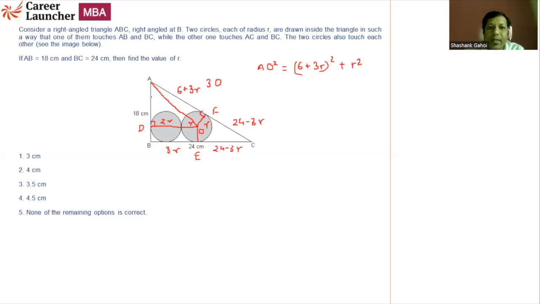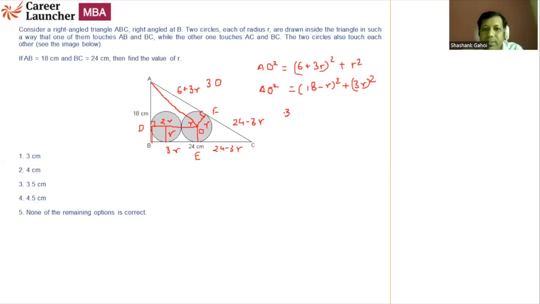If I'm talking about triangle ADO, I am going to get AO square. Now, what is the length of AD? If you see, this length is R, so DB is R. So AD comes out to be 18 minus R. So 18 minus R whole square plus 3R whole square. Okay, so now both the values are AO whole square, so I'm just going to equate it.